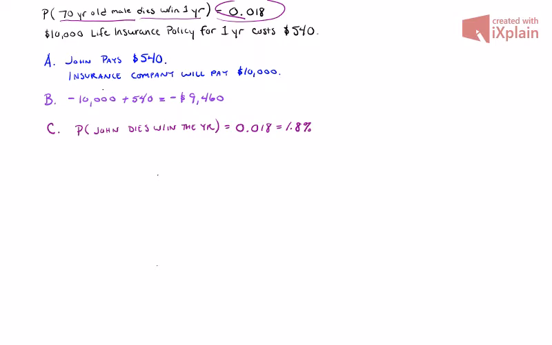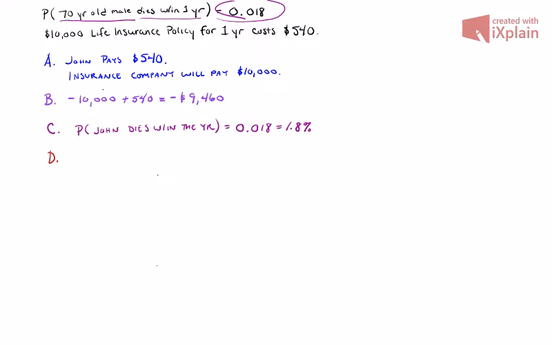So continuing to D. If John lives for the entire year, how much money will the company make on this policy? Again, we're kind of back to that reading comprehension. So John doesn't die, so the insurance company doesn't pay out. So how much money did the company actually end up making in profit?